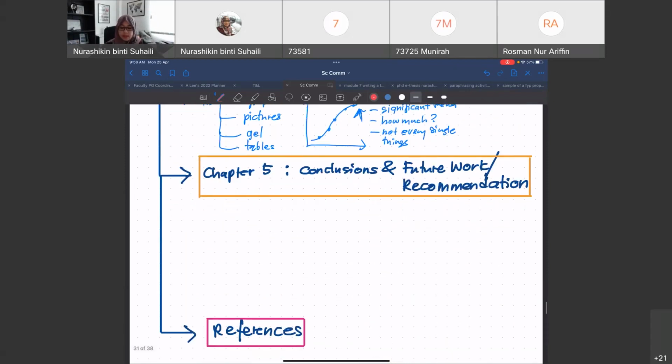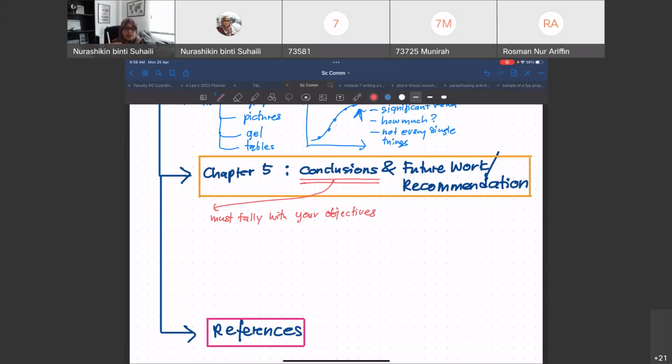Chapter 5, conclusions and future work. So conclusions. This one must tally with your objective. With your objective, logically. You say that you want to do this, this, and this. So at the end, of course, you want to see whether you have achieved what you have talked about. So it must tally with the objectives. So when I check this chapter, I would go back to the introduction. Does it tally or not?